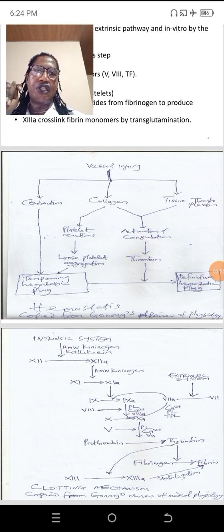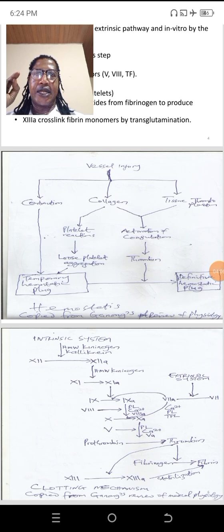Then with the activation of coagulation, the end result of the activation of coagulation will be the generation of thrombin. And it is thrombin that will lead to the generation of fibrin from fibrinogen, leading to the formation of the definitive hemostatic plug.